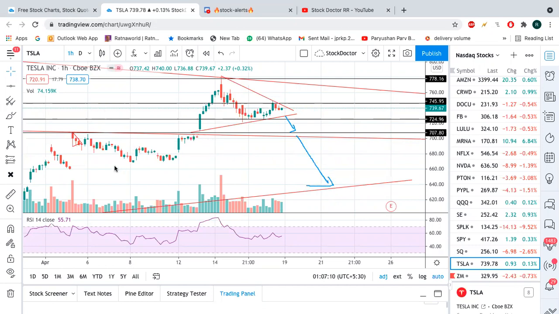or the first of these levels. So we need to watch this wedge pattern. If it starts trading below 724, then there is a high probability to go towards 707 and 680 levels. If it starts trading above 745 levels, then there is a high probability to go towards 778.